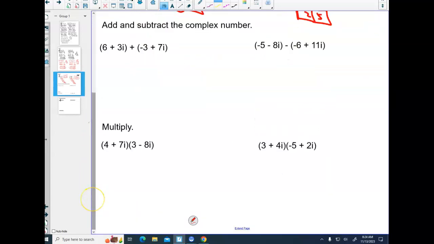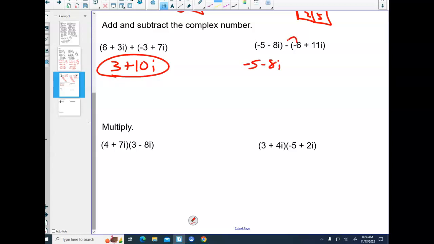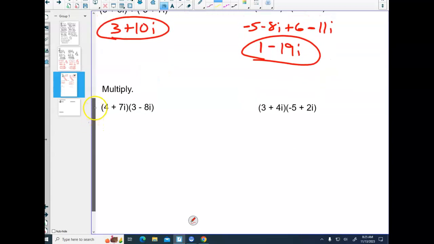Adding and subtracting complex numbers, we're just combining like terms. That's it. 6 and negative 3 is 3. 3i and 7i is 10i. When you subtract, my advice is to write the problem over again with the negative distributed. Negative 5 and 6 is 1. Negative 8 and negative 11 is negative 19. Those are what I would argue are gifts on the test.